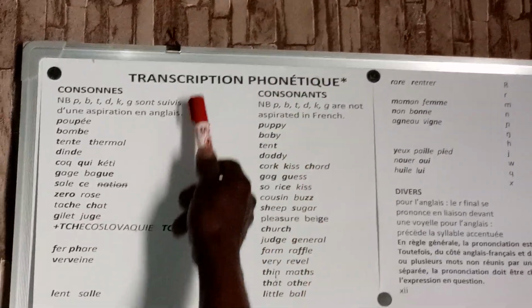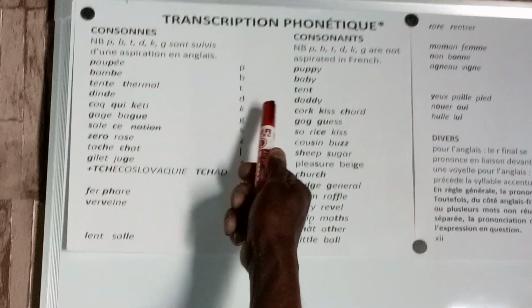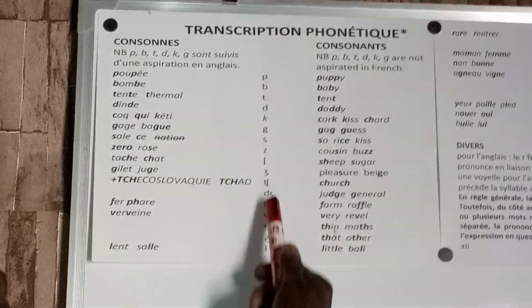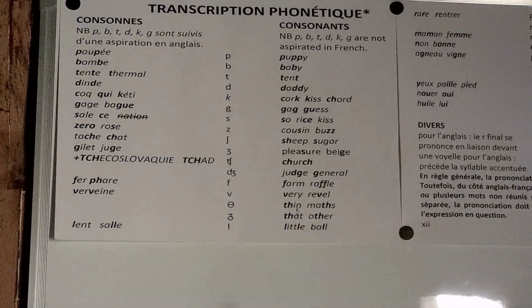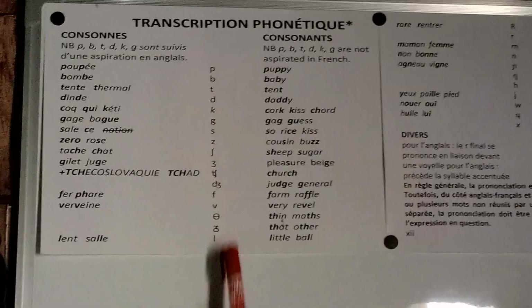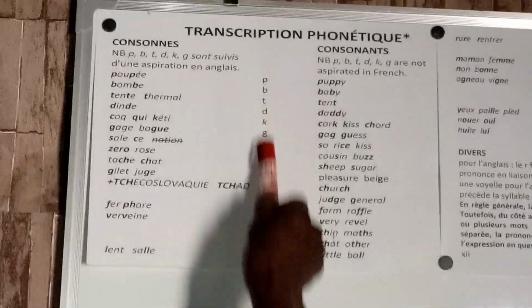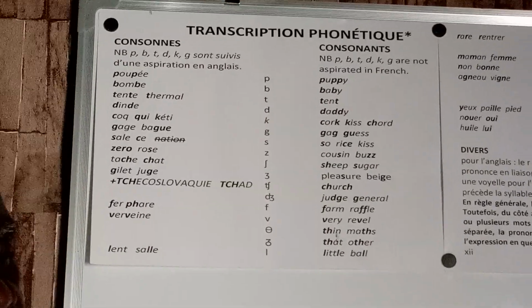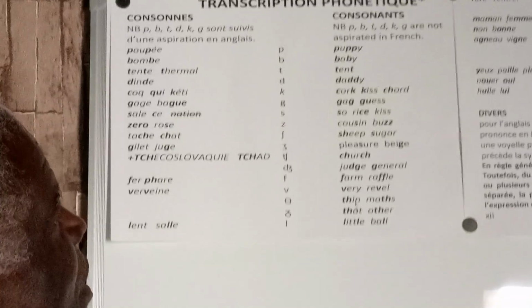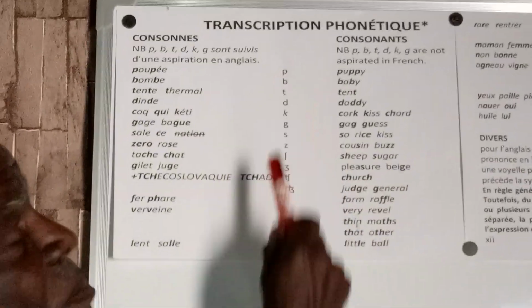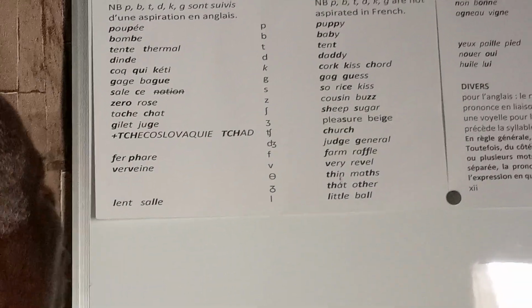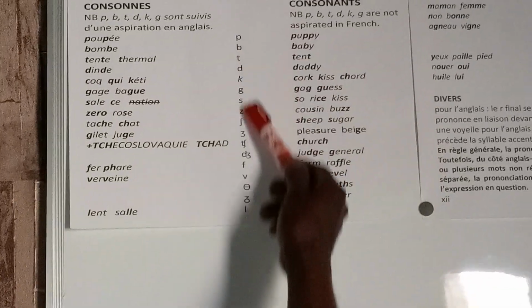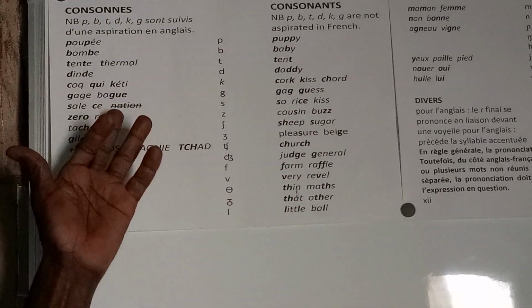This is their phonetic transcription of the consonants in English and in French. A comparative study here. Now, as you can see, these are not letters. They are symbols for sounds. They represent sounds. This is not P, this is B. These are symbols, although they are the same as the 26 letters of the Roman alphabet.